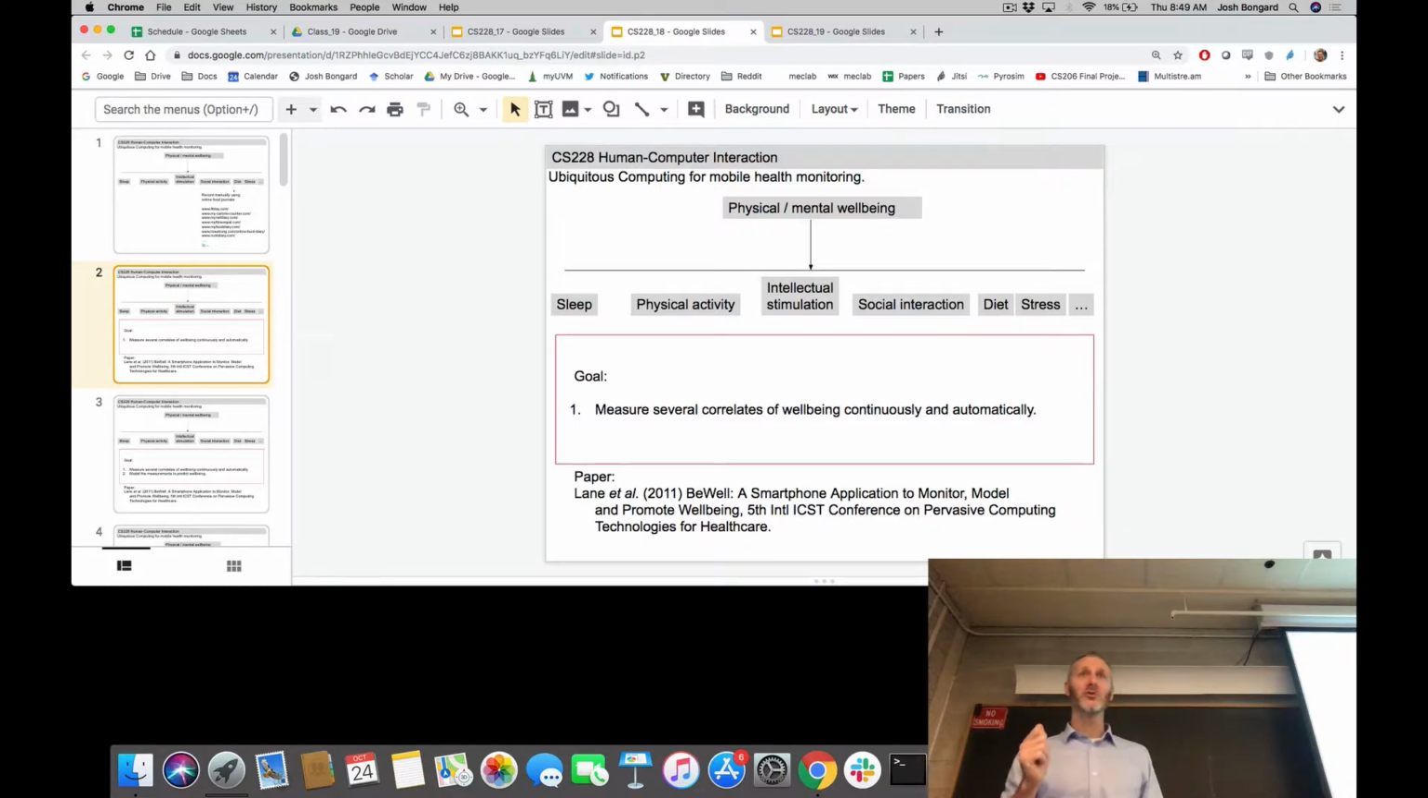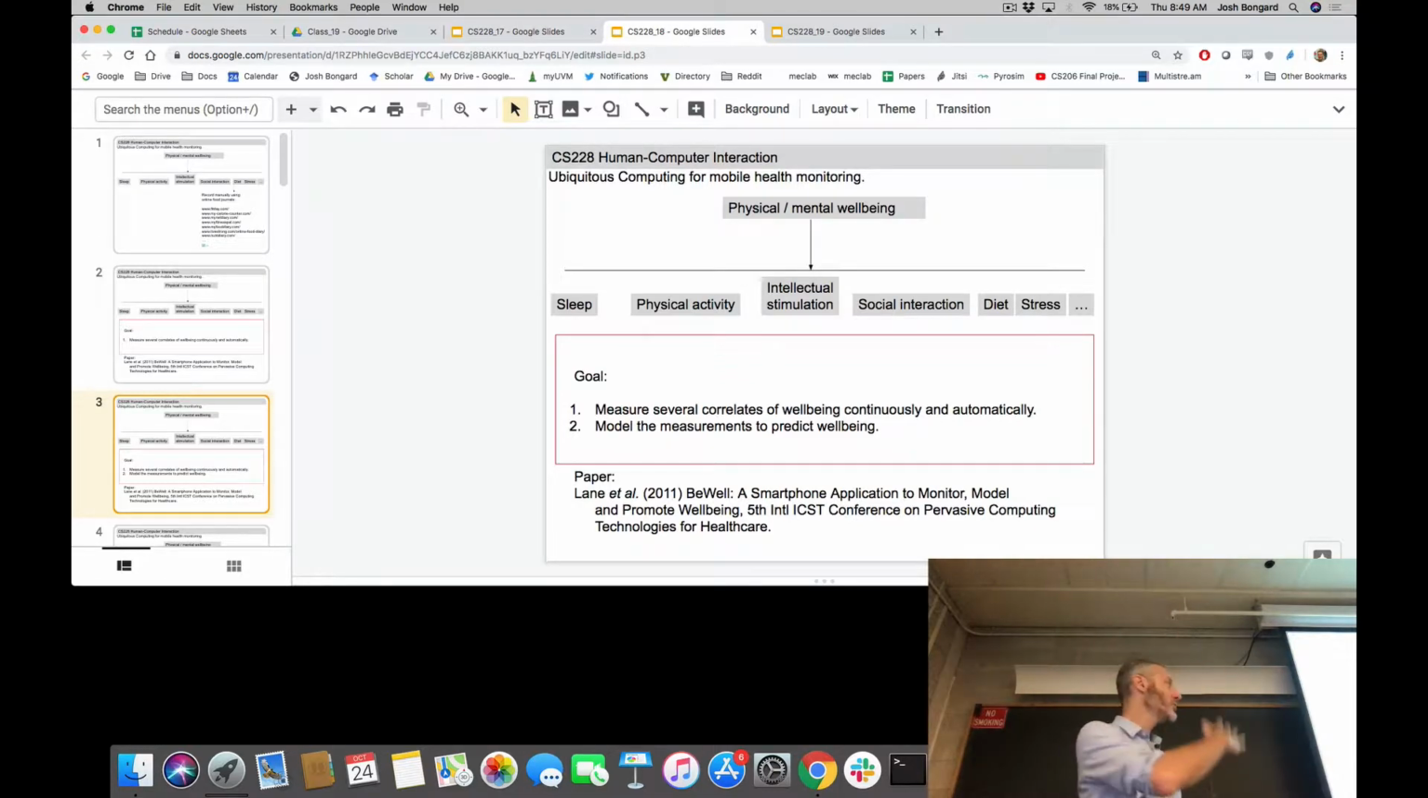We don't want to have the user's phone pinging them every 5 minutes and asking them what they're doing, how they're feeling, and so on. We'd like this to be as unobtrusive as possible. Once these raw measurements are taken, we have to try and create some sort of model that takes as input raw measurements and produces a number on the output, which is a rough measure of how well you're doing.